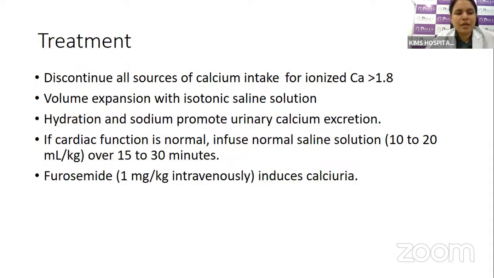Treatment of hypercalcemia is relatively straightforward. One discontinues all dietary sources of calcium intake if ionized calcium straight away is more than 1.8 millimoles per liter. Volume expansion is useful with isotonic saline solution. One should promote hydration and try to increase urinary calcium excretion. If cardiac function is normal, it is a good idea to give 10 to 20 ml per kg bolus of normal saline over 30 minutes. And one may give furosemide 1 milligram per kg, which induces urinary calcium excretion.